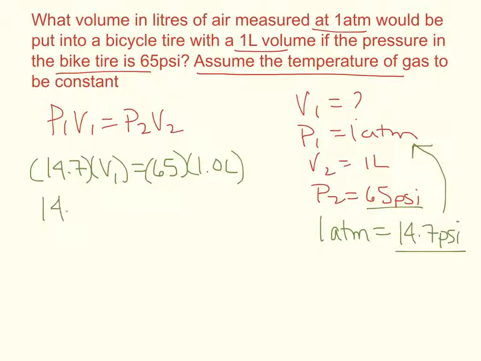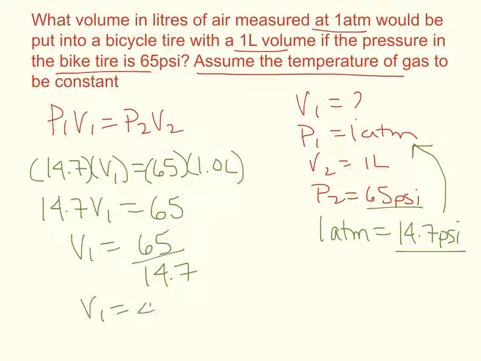So 14.7 V1 is equal to basically 65, because 65 multiplied by 1. So then V1 will be 65 divided by 14.7. So V1 actually becomes 4.42 liters. So this is a question where we were using Boyle's law because we assumed that the temperature of the gas was constant.